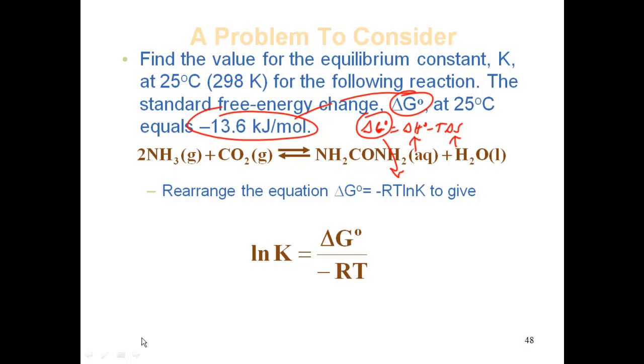So we can rearrange our delta G equal to a negative RT natural log of K. We're trying to solve for K. So I'll go ahead and divide through by negative RT. So I get natural log of K is equal to delta G naught divided by negative RT.